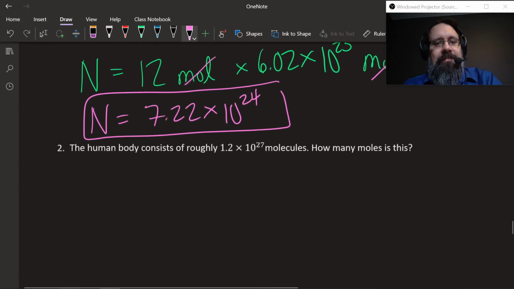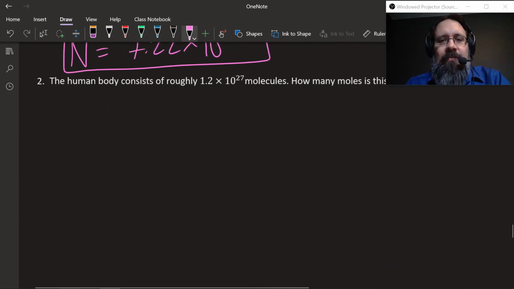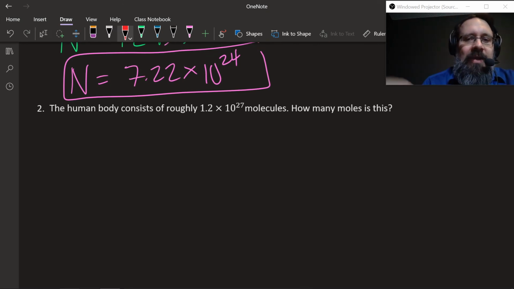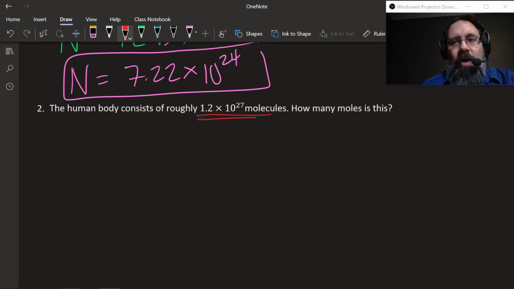So 7 trillion trillion. The human body consists of roughly 1.2 times 10 to the 27 molecules. How many moles is this? So now this is sort of backwards because we've already got the raw number here.